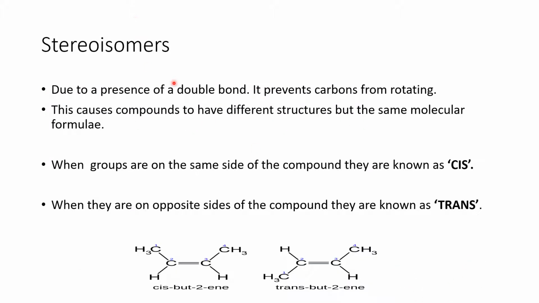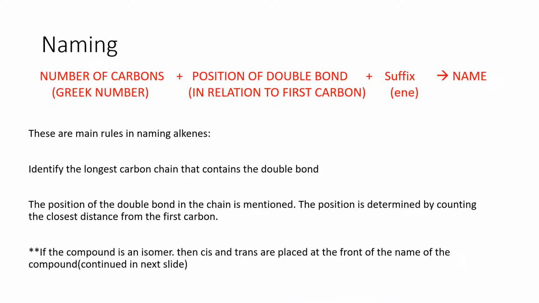The great thing about the double bond, the one here, is that it prevents the carbons from rotating. And what you have is a phenomenon where you have structures which have the same molecular formula, but different spatial arrangement of atoms. You have two types of isomers, cis and trans. Cis is when these groups here are on the same side, and trans is when they're on different sides.